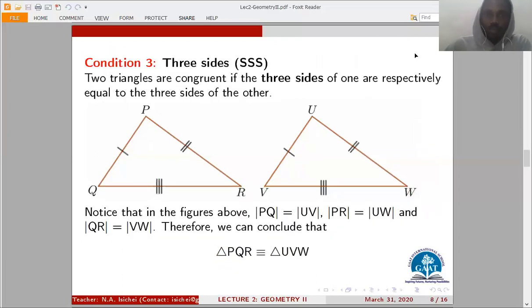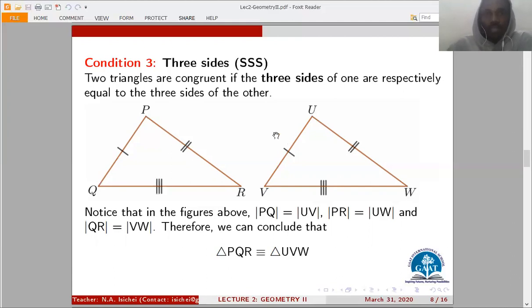Condition 3, three sides. Two triangles are congruent if the three sides of one are respectively equal to the three sides of the other. Now here are other two triangles, PQR and UVW. If you observe carefully, length PQ is equal to length UV, length PR is equal to length UW, length QR is equal to length VW. Therefore, we can conclude that triangle PQR is congruent to triangle UVW. So this condition is known as SSS, three sides.